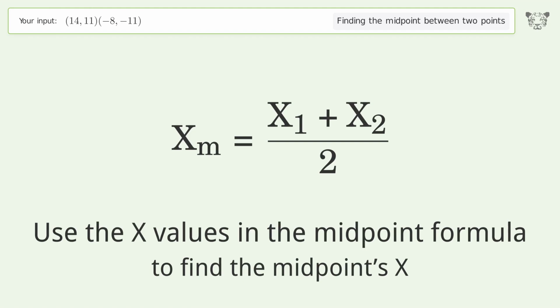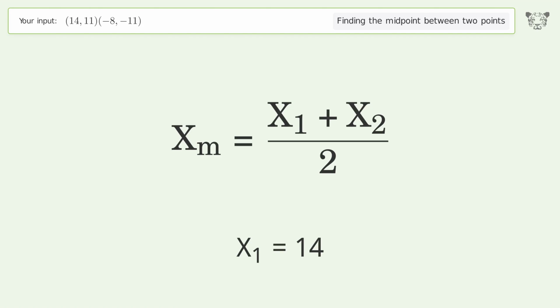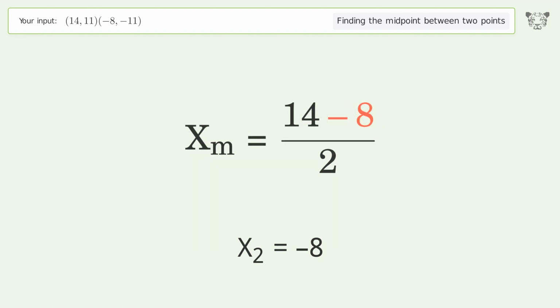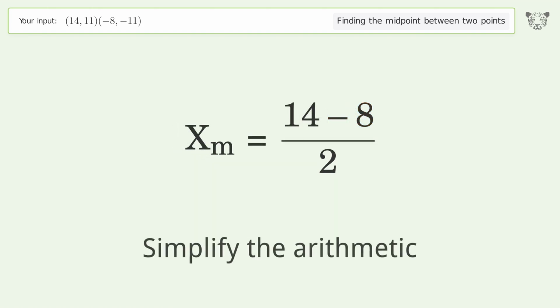Use the x values in the midpoint formula to find the midpoint's x. x1 equals 14. x2 equals -8. Simplify the arithmetic.